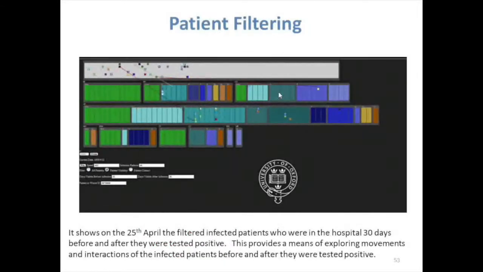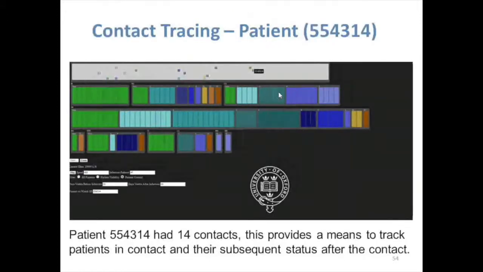So we can also filter the data, the patient. We can look at patients who were in the hospital 30 days before and after they were tested positive. So here are the patients that fit in that characteristic. We can do contact tracing, which I just showed you, looking at who this patient was in contact with. So that's very useful to look at the interaction and where they were during the interaction.